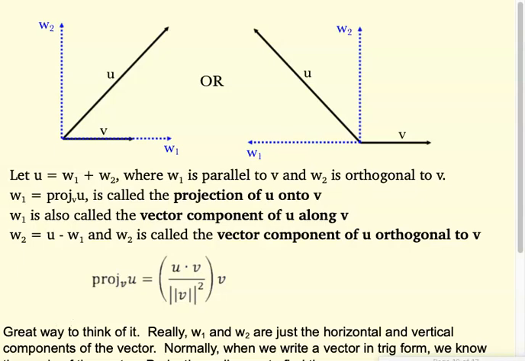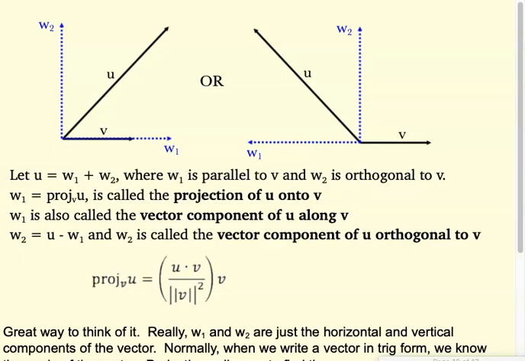So here's what we get. W sub 1 is called the projection of U onto V. The projection of U onto V. And what it really is is the component of U in the direction of V. The component of U in the direction of V. So W1 is also called the vector component of U along V.